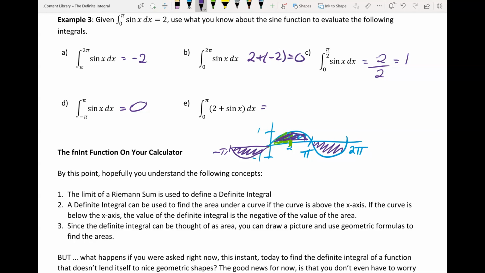Then lastly, this is kind of a trick question, this 2 plus sine x. Later on, you're going to learn about the different properties of these integrals. But really, the only thing we care about is the integral of sine x from 0 to pi, but we know that's 2. This 2 in the front is just a number, so we can separate our integrals by addition. Okay, so that's just coming from the 2, because the area of 2 is just 2, and then we know the area of sine x from 0 to pi is 2, so this overall answer is 4.